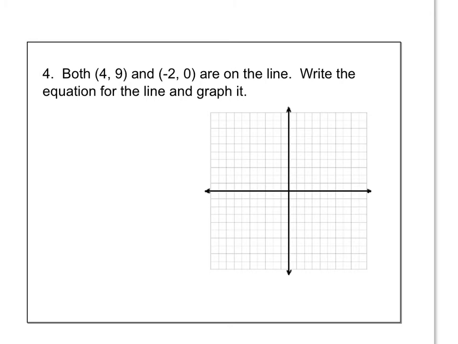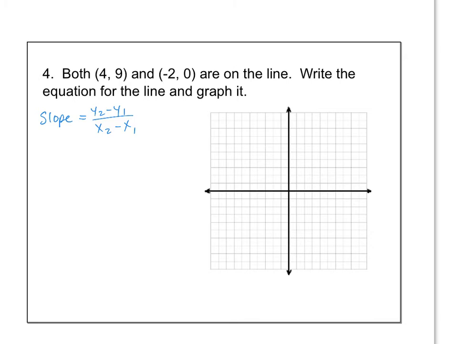Number 4, both (4, 9) and (-2, 0) are on a line. Write the equation for the line and graph it. So there's a couple ways to do this, but one thing that I want to teach you guys is how to find the slope of a line if you're given 2 points. So if you're given 2 points, you can find the slope by doing y2 minus y1 over x2 minus x1.